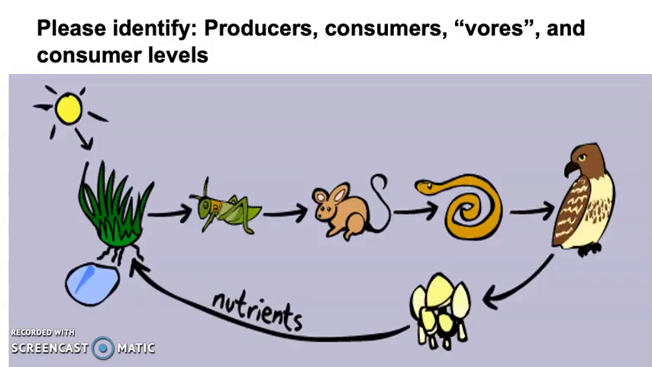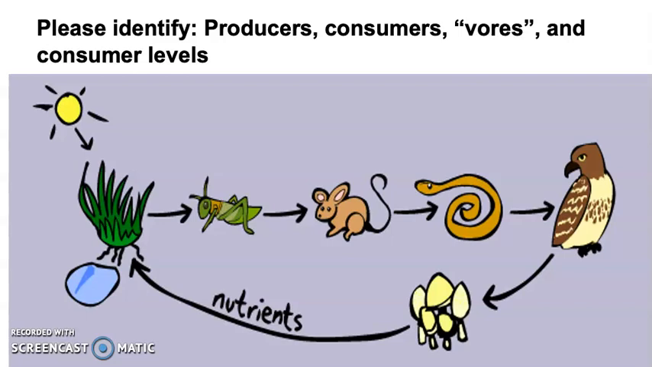So take a look at this picture. Can you identify the producer? Can you identify consumers? Can you identify a carnivore? Can you identify an herbivore? How about primary, secondary, tertiary consumers?